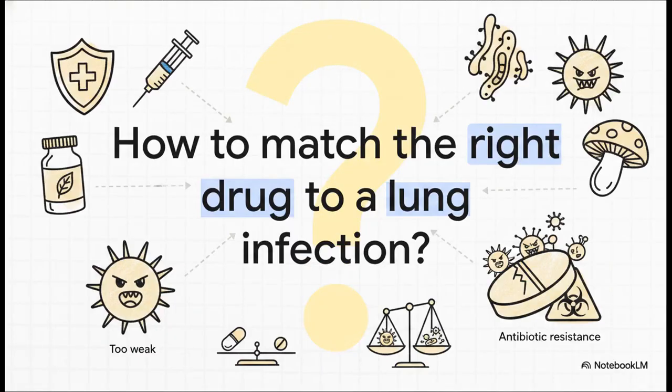So, you might be wondering, how do doctors actually match the exact right drug to a deadly lung infection? It's a massive, high-stakes matching game. If you choose a weapon that's way too weak, the pathogen just overruns the host. But if you choose one that's unnecessarily broad, you're contributing to global antibiotic resistance. So how on earth is this decision made?